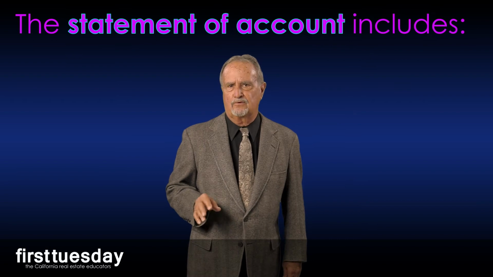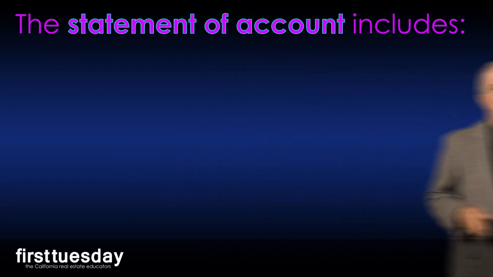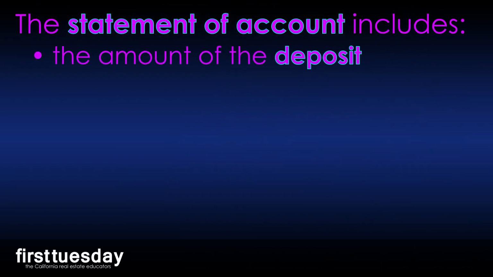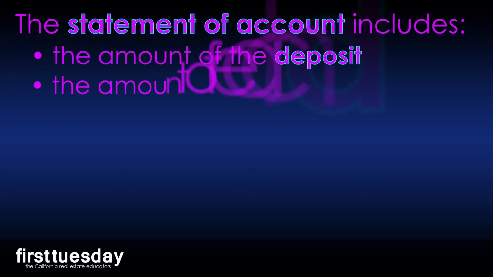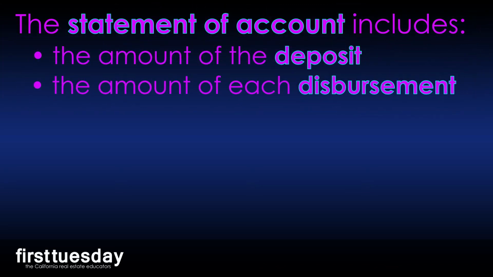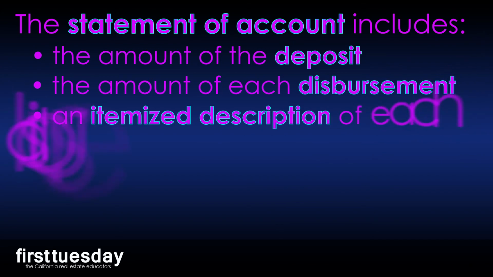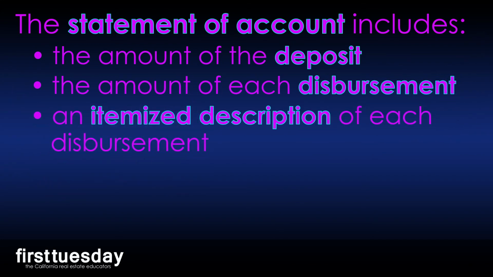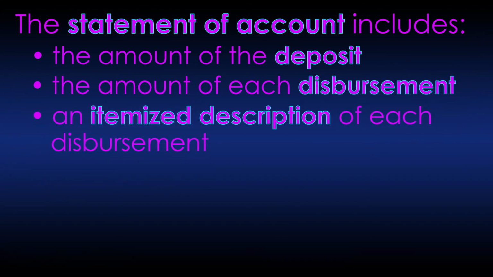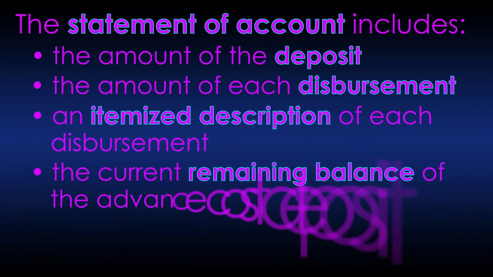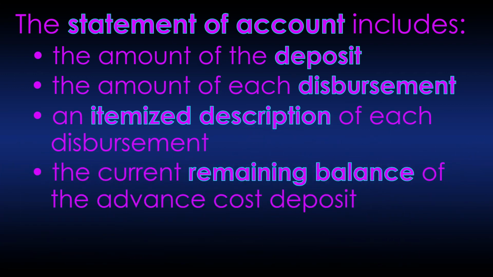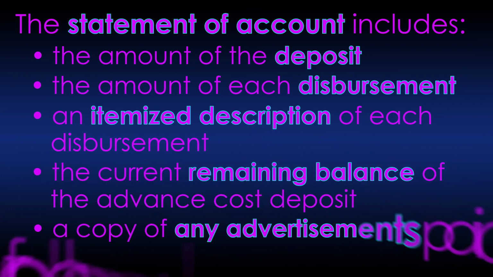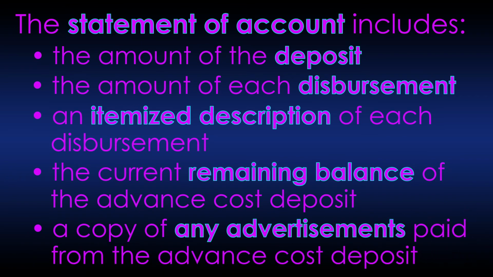The statement of account for the trust funds includes the following information: the amount of the deposit toward advance costs, the amount of each disbursement of funds from the trust account, an itemized description of the cost obligation paid on each disbursement, the current remaining balance of the advance cost deposit, and an attached copy of any advertisements paid from the advance cost deposit.